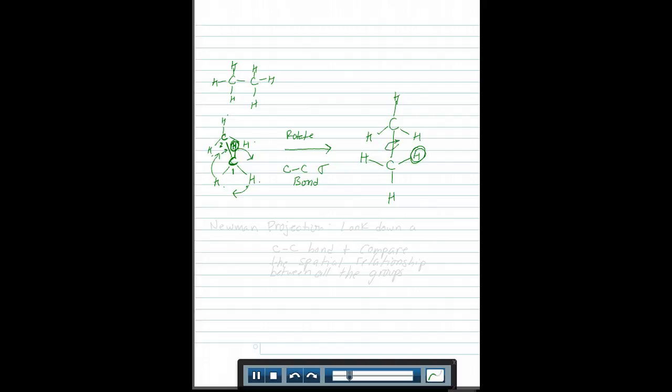This is what's called a sawhorse. I think they're very hard to see. Again, some people can see this, some people can't. However, there's another way of viewing these, and it's called a Newman projection.